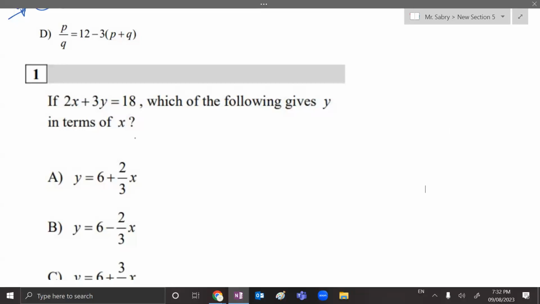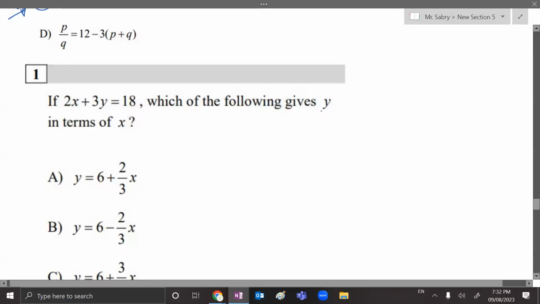So question number 1, again, it says which of the following gives y in terms of whatsoever. It means we want y to be completely alone on one side. So I need to move 2x to the other side. I'll have 3y equals 18 minus 2x, and then the 3 goes to the other side by division. So y equals 18 minus 2x over 3.